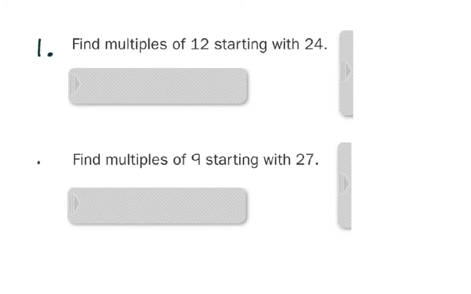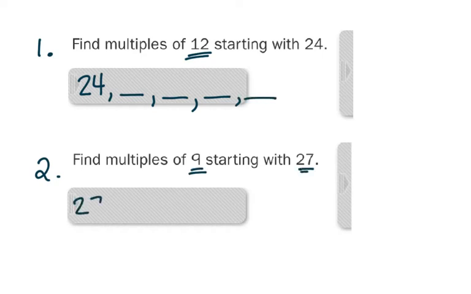This time, we're going to again number 1 to 2, but we're going to find multiples of 12 starting with 24, and let's go with the next 4. Then multiples of 9 starting with 27, and then find the next 4. Again, you are welcome to use your multiplication chart. Remember, the one in the back of your math journal only goes to 10, so I've sent home 2 of them so far that go through 12s. Go ahead and pause your video and write in the next 4 multiples of each.